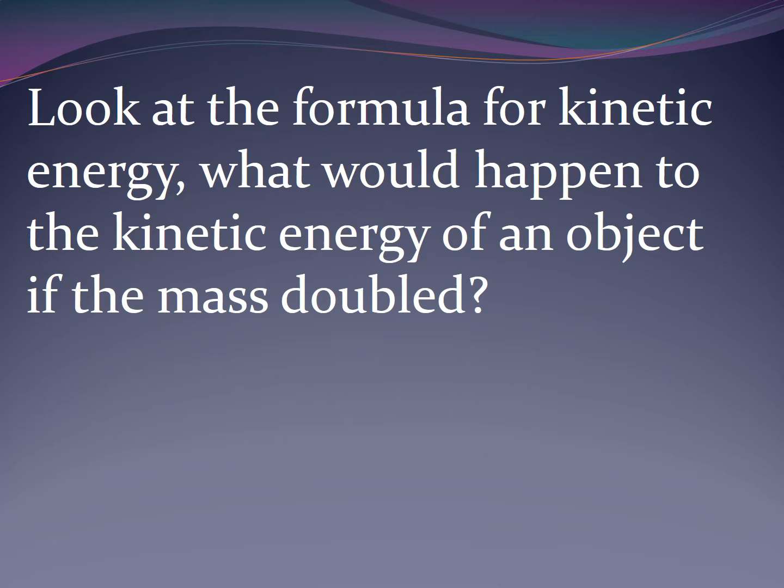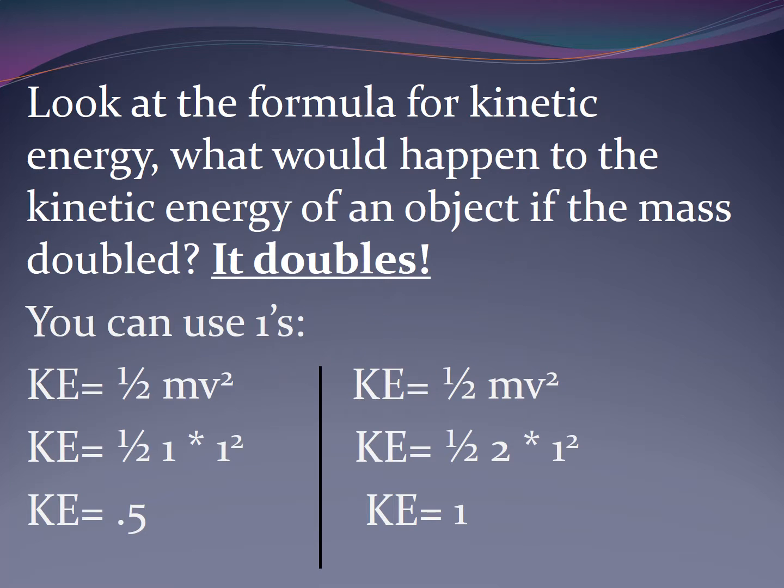So look at the formula for kinetic energy. What would happen to kinetic energy of an object if the mass doubled? So we have kinetic energy equals 1/2 mv squared. If mass is doubled, what happens to kinetic energy? So let's use ones. We start with the mass of 1 and velocity is 1. And we figure that with the calculation is 0.5. Now, if we double the mass, we find that kinetic energy is now 1. So that means it doubles. So when we increase mass by 2, our kinetic energy also changes by 2.